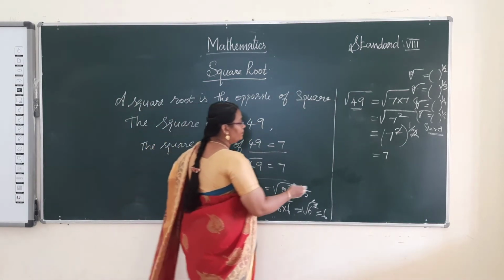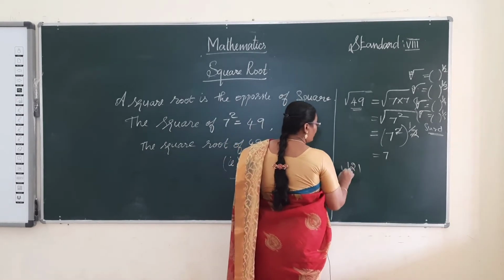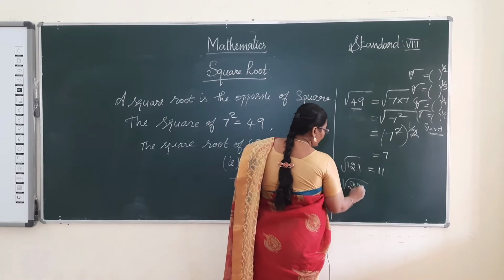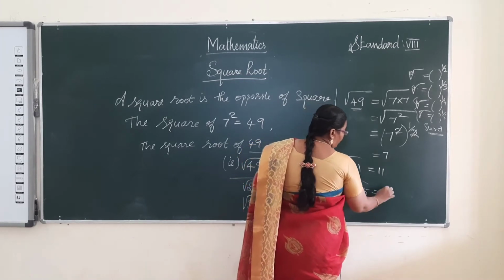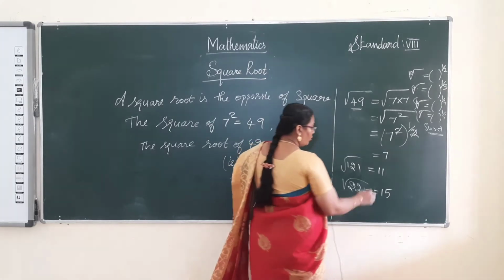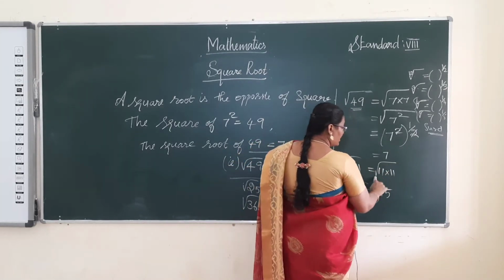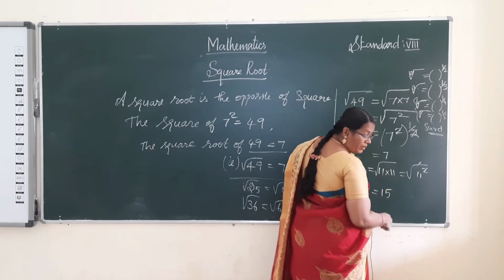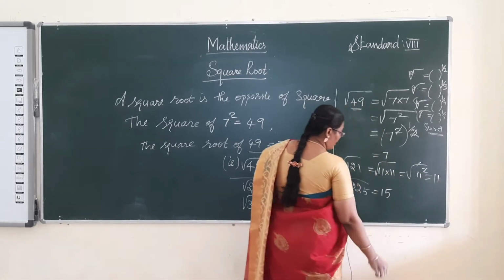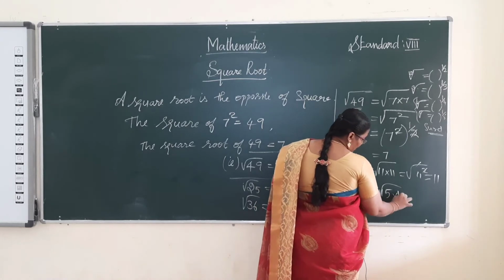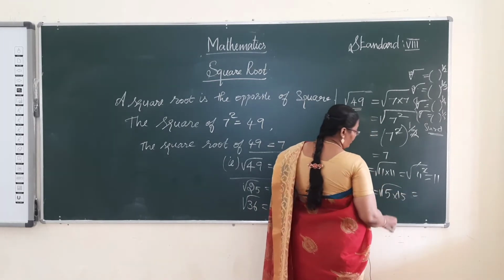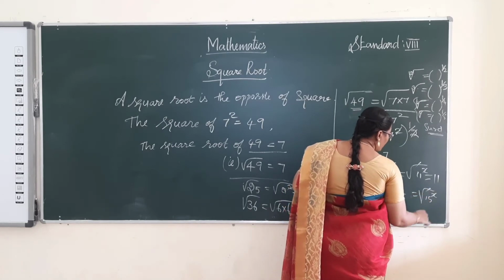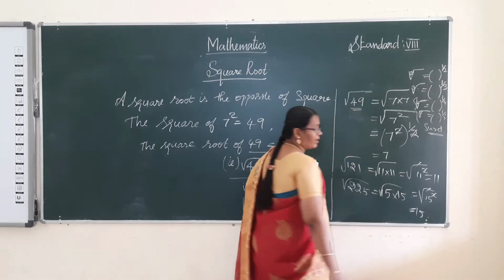Okay. Square root of 121 is 11. And 225 is 15. How? 11 elevens are 121, so it is the square root of 11 squared. The square and square root will be cancelled, so the answer is 11. Here also, 15 fifteens are 225, so the square root of 15 squared. The square and square root will be cancelled, so the answer is 15.